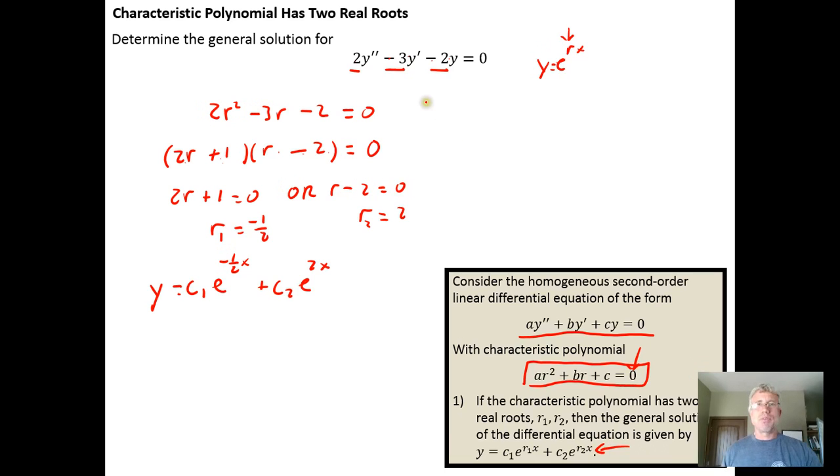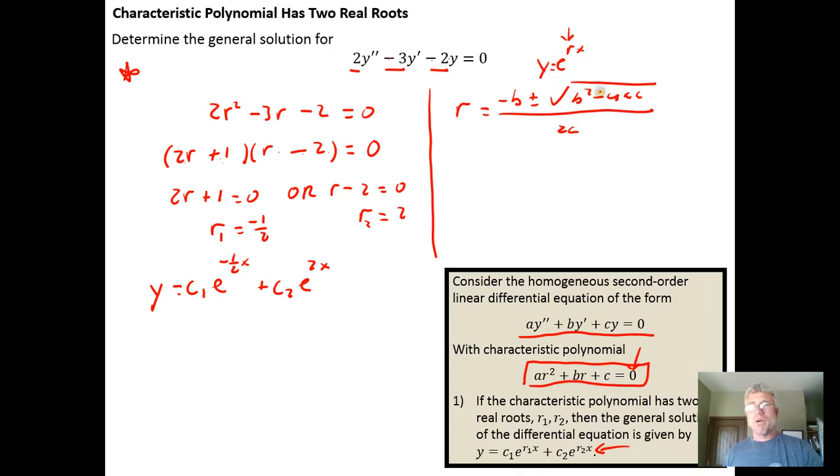Another way that you could have gotten at this, so I'll stop here. If you want to check out of this video at this point, that's okay. We could have used the quadratic equation, so we could have done r equals the opposite of b plus or minus the square root of b squared minus 4ac all over 2 times a, and use the quadratic equation to get the solutions out of this. We could have completed the square on this. So any method that you know to find roots works.